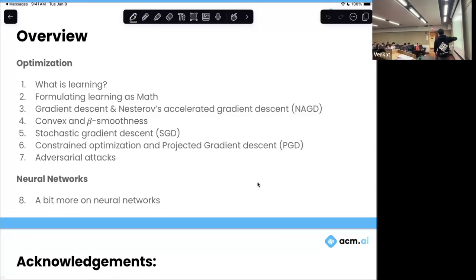All is good. Then we're going to go into stochastic gradient descent and constrained optimization. These are more fun topics, a little bit more ML heavy, not as math based. So that is the plan. And then finally, neural networks. We'll have a brief introduction to neural networks, but next week's workshop will be more focused on the math of neural networks, backpropagation, and convolutional neural networks.